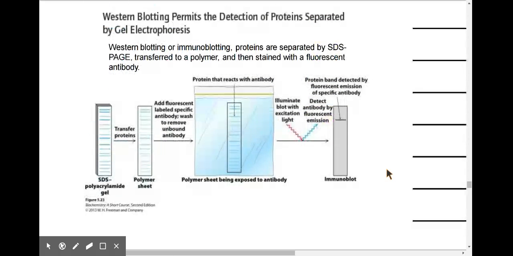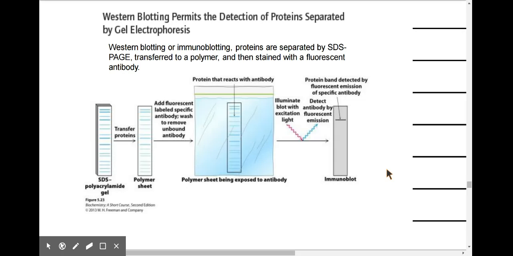Another way that we can use the antibody-antigen specificity and binding is with Western blotting. It's also called immunoblotting. We run an SDS-PAGE, separate our proteins, then we transfer those proteins to a polymer sheet. We can't run the antibody in the SDS-PAGE to start with because its mass is different from our proteins of interest. So we separate our proteins of interest, transfer them to a polymer sheet, and then add a fluorescently labeled antibody and incubate that. And then we wash any excess antibody away that hasn't bonded.